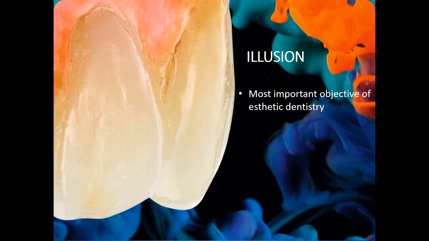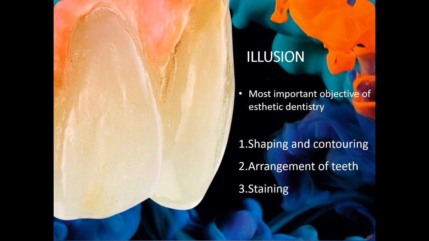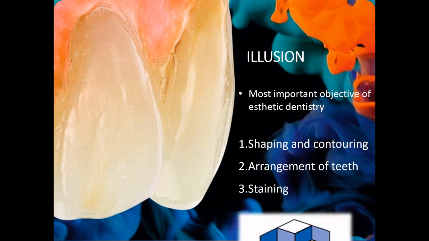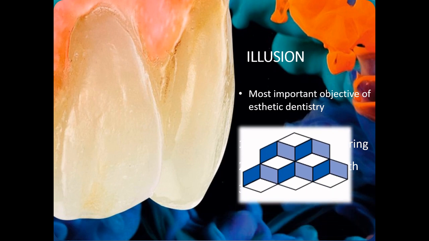Now, coming to the final fundamental property, that is illusion, which is one of the most important objectives of aesthetic dentistry. And these are created using the following three techniques, that is shaping and contouring, arrangement of teeth, and staining. Like the illusion created in this drawing, the perception and manipulation of light are used in cosmetic dentistry by staining, shaping, and contouring the dentition. We have already discussed different types of illusion, that is widening illusion, narrowing illusion, lengthening and shortening illusion in detail in our Smile Designing PPT.